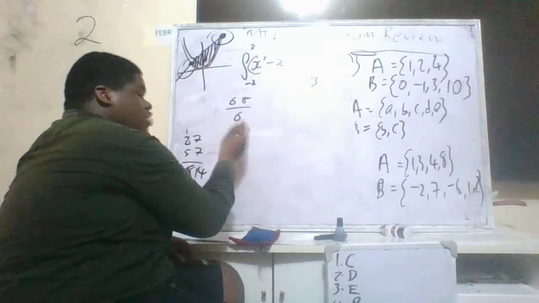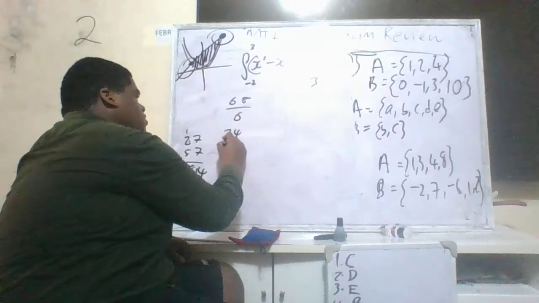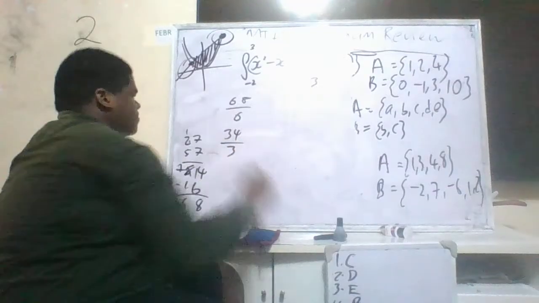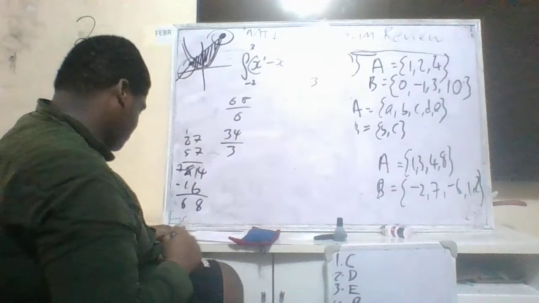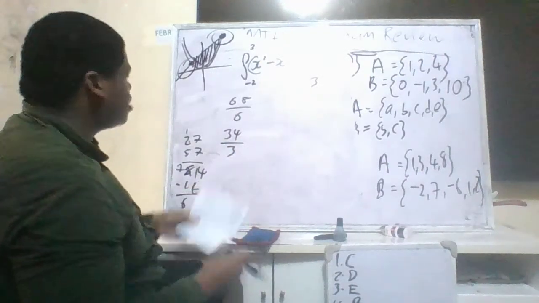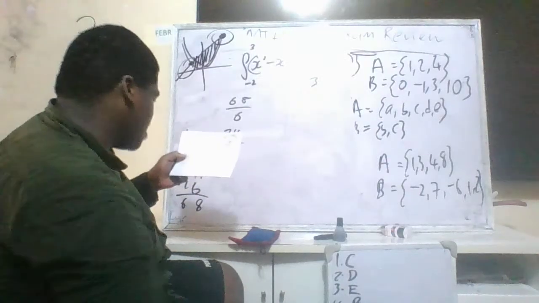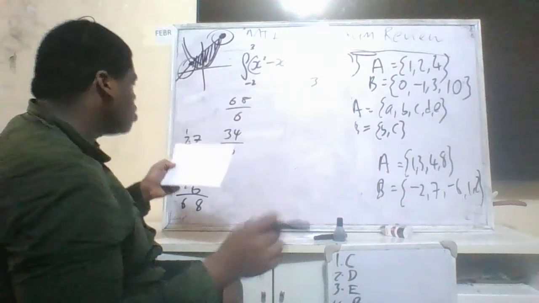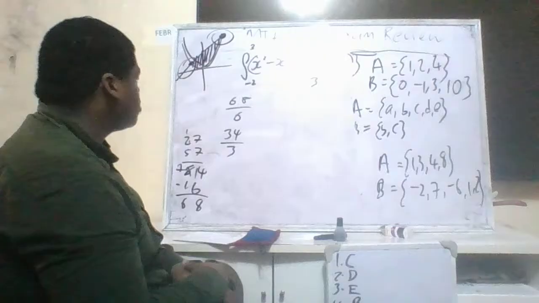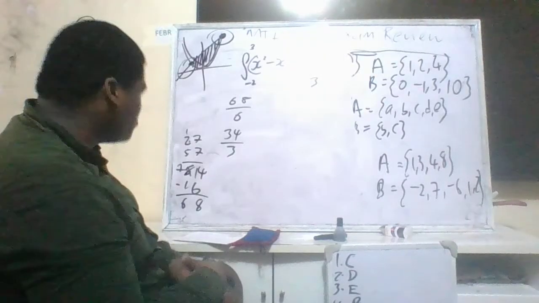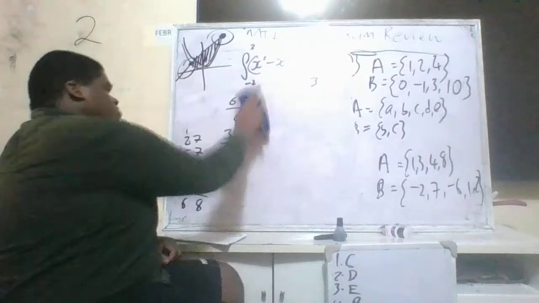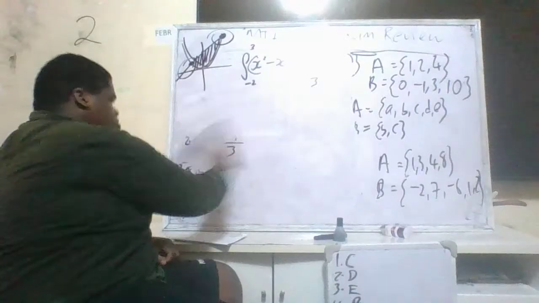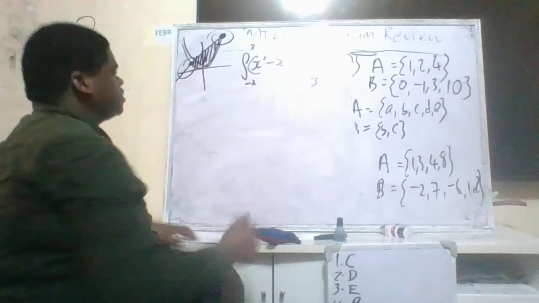Divide both by 2, you have 34 divided by 3. 34 divided by 3 actually does not look like the answer that I got. So along the way, I must have made a mistake. I've cleaned the whole board, but I'm just going to try to solve the whole thing again.